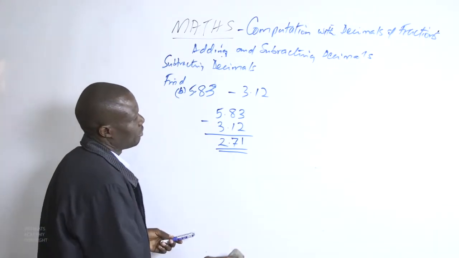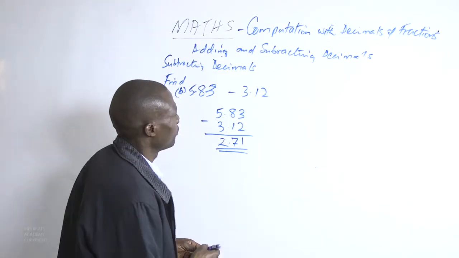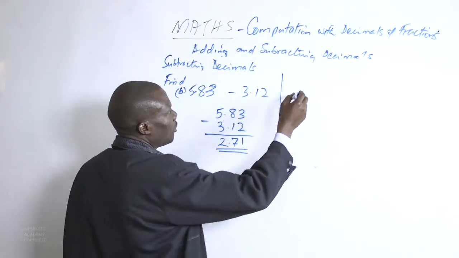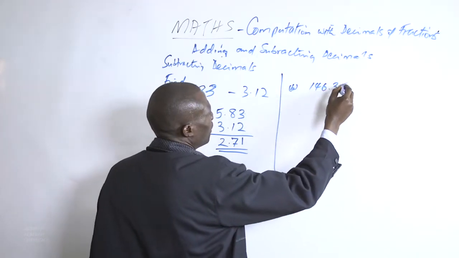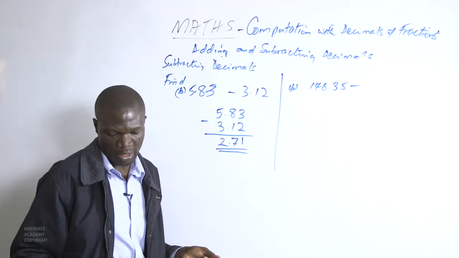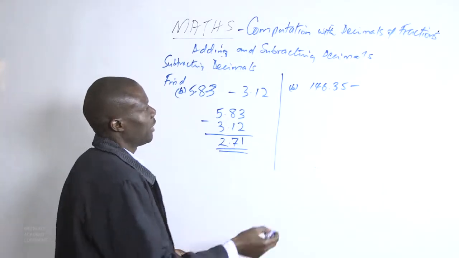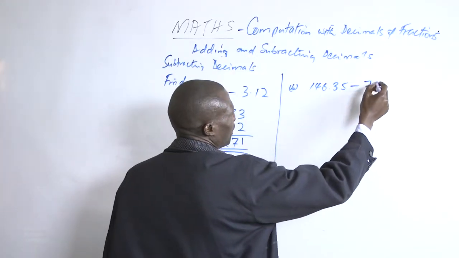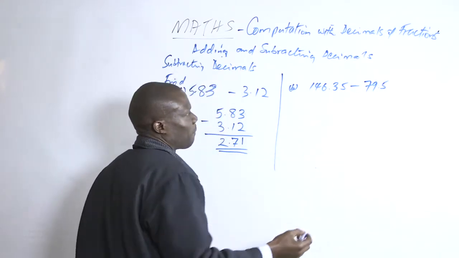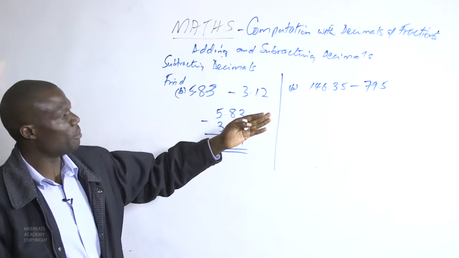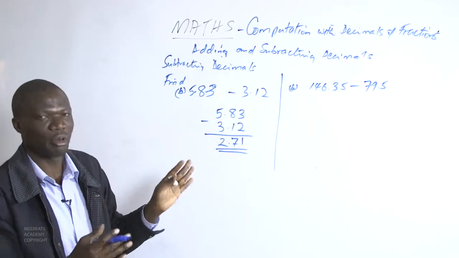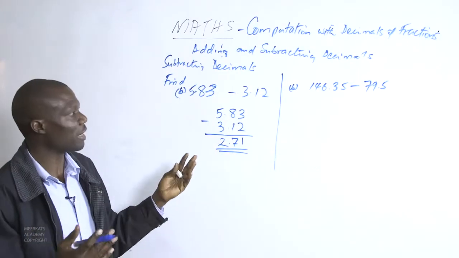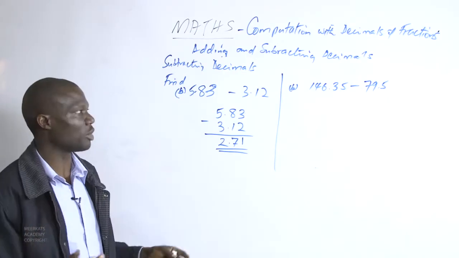146.35 minus 79.5. This is our problem, and from this we need to come up with a way to arrange them according to the place values and now start our operation of subtracting.